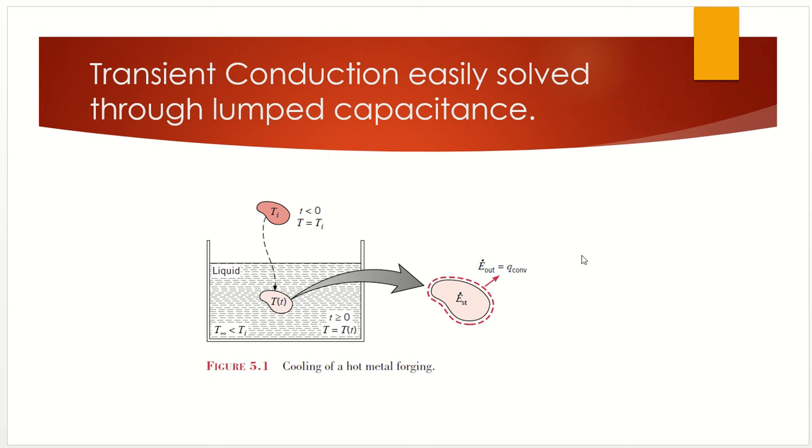And this is a little bit of a lump capacitance problem, as we can figure out the temperature of the molten metal and the temperature of the surrounding liquid, which would be T infinity. Since that T infinity is less than the initial temperature of the metal, we can determine the time it would take for the liquid metal to cool.